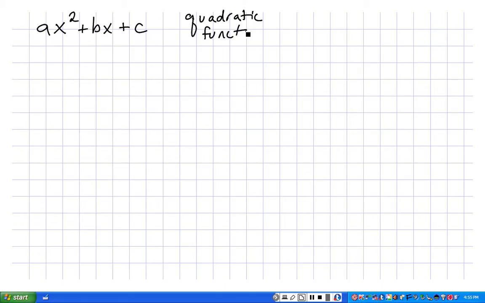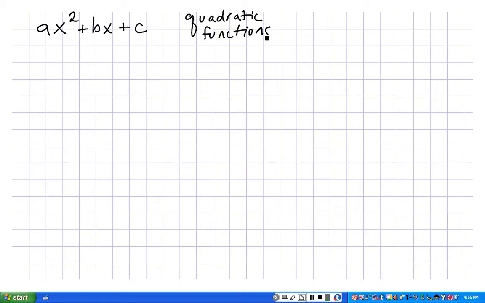Okay, in this session we're going to talk about quadratic functions. Quadratic functions take on the form of ax squared plus bx plus c.